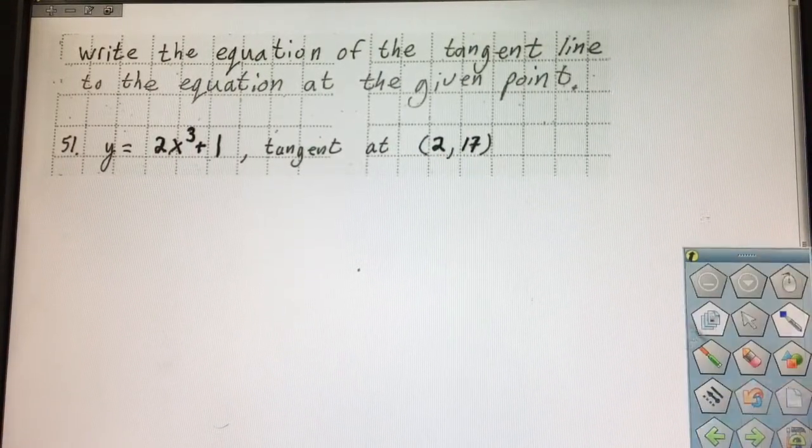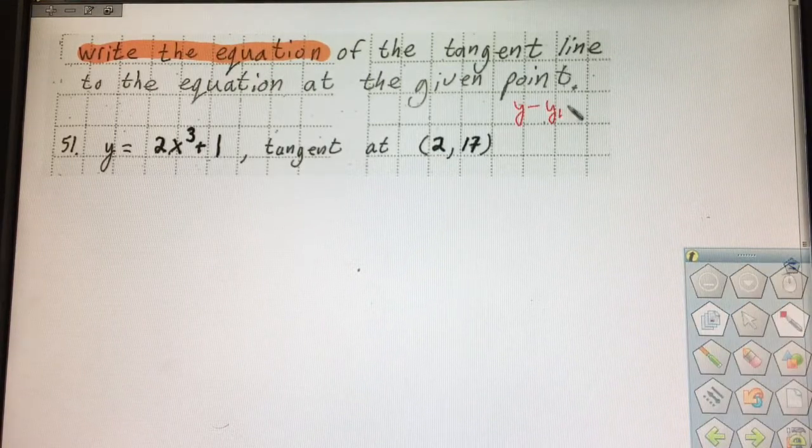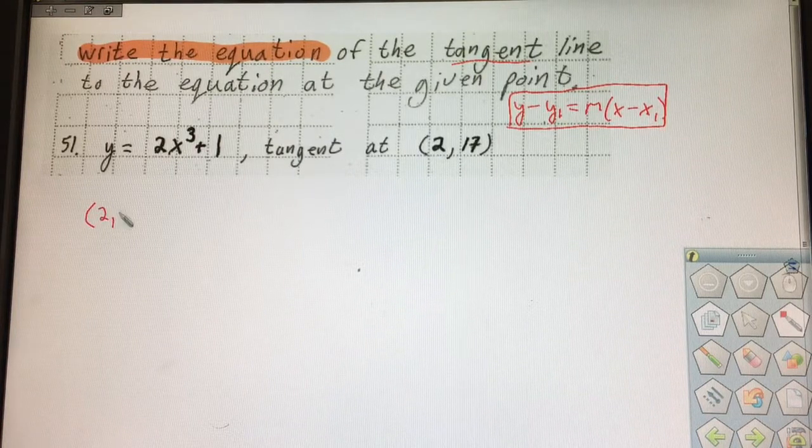Whenever you see the words "write the equation," you're going to think about this equation: y minus y sub 1 equals m times x minus x sub 1. Every time you see it, I go crazy. You got to know that, because they ask you to write the equation of a tangent line to the equation at the given point, and the given point is 2, 17. That's my x1, and that's my y1.